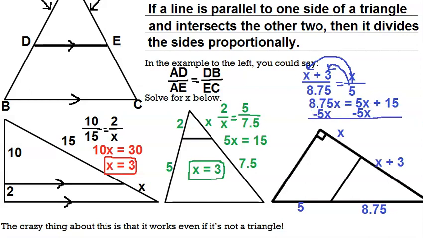Okay, and when you're all said and done, you're going to get, and I'm kind of running out of room, so I'll just move it over here, 3.75x equals 15. If you divide, you might not be able to do that in your head, but it does work out just fine. X equals 4.